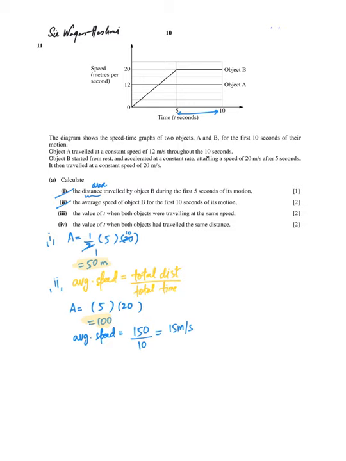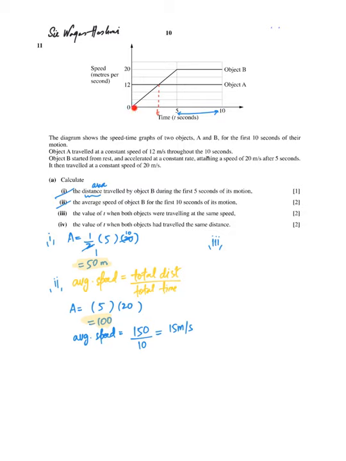Alright, for part three, it says the value of t when both objects were traveling at the same speed. From your graph, if you observe, the point where both are traveling with the same speed is this point, right? The speed is same. Let's suppose that it is your value t here. Now, you can observe that you are getting two triangles, the bigger triangle and the smaller one. These two triangles are similar, so we are going to apply the concept of similar triangles.